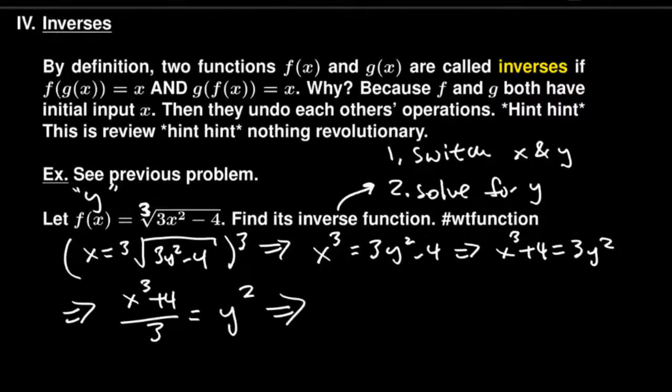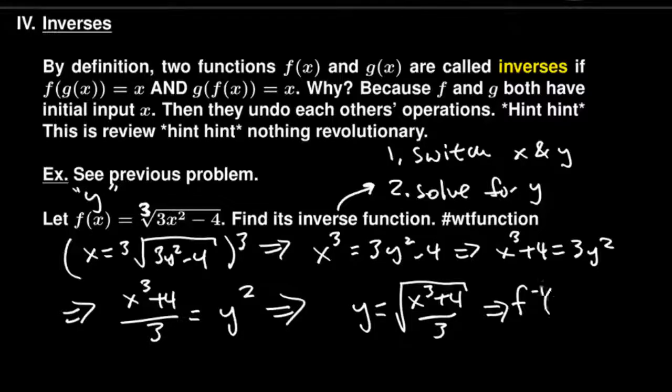Now we can square root that, and then we get y equals the square root of x cubed plus 4 over 3, because that's how we got rid of the square. And if you want to write this properly, because the original was f of x, you have f inverse equals this. By the way, don't call this f negative 1, call it f inverse, because that's correct.